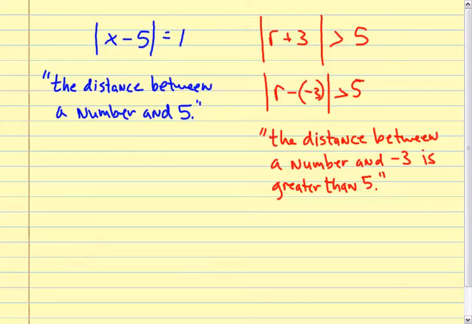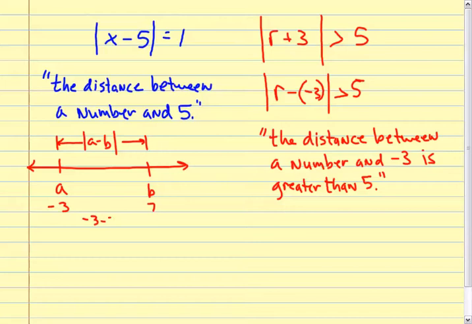If I have two numbers on a number line, let's say this is A and that's B, the distance between these two numbers is the absolute value of A minus B. Why the absolute value? Because distance is always positive. If this number was -3 and this were 7, it's -3 minus 7, which gives me -10. But I don't have distances of -10. It's the absolute value of that, so it would be 10.